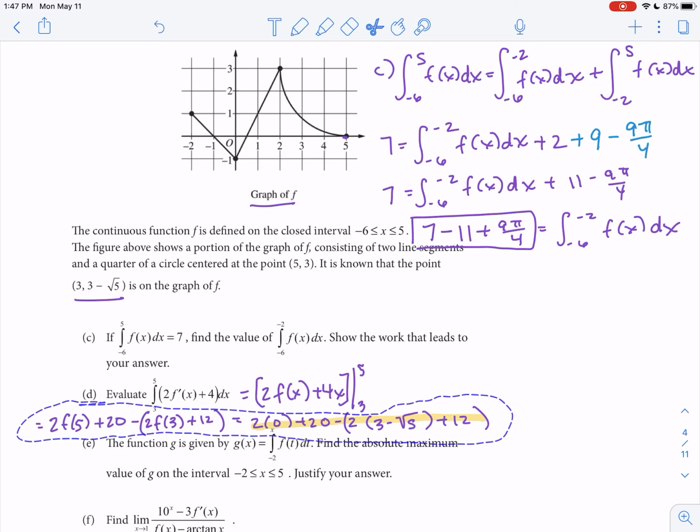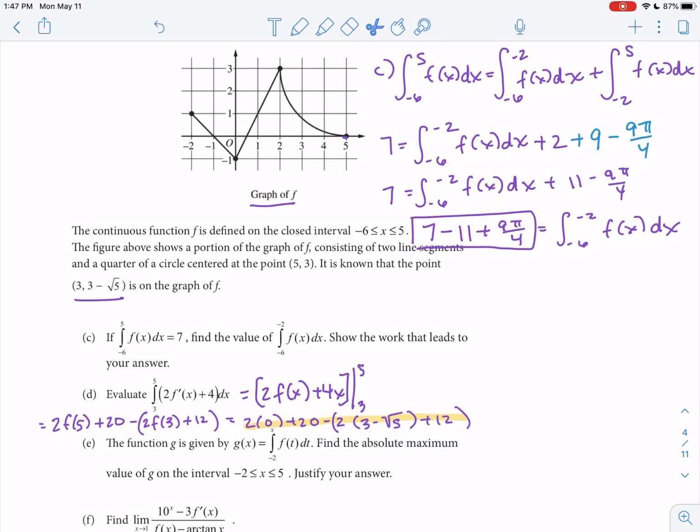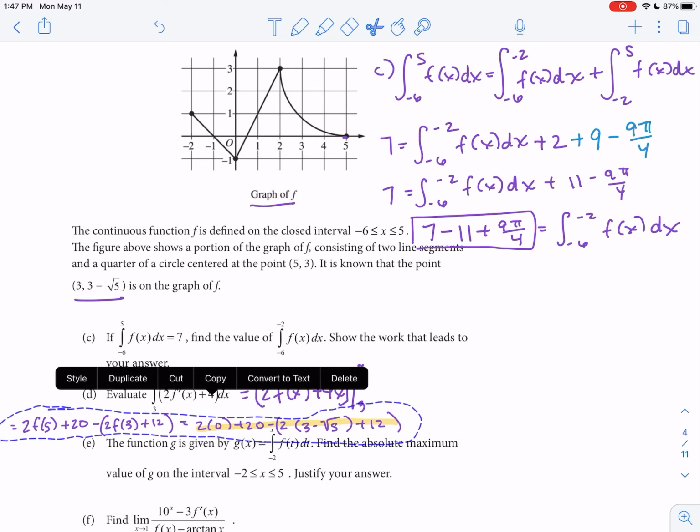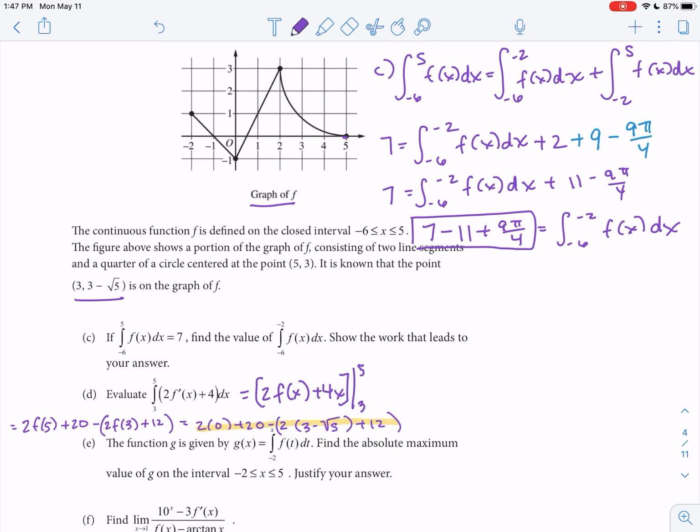Okay, part E. We are given this new function, g, given by the integral from -2 to x of f of t dt. Find the absolute min on the interval -2 to 5.